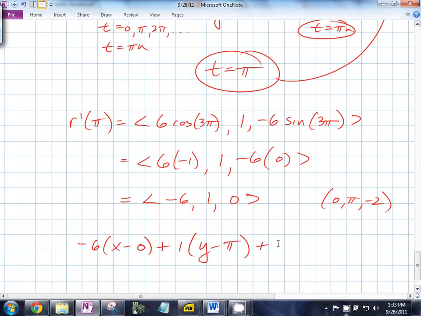That goes away, so you're left with negative 6x plus y minus pi equals 0. There it is. So that right there is the, that's the, what was that?